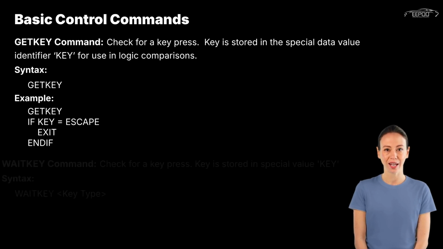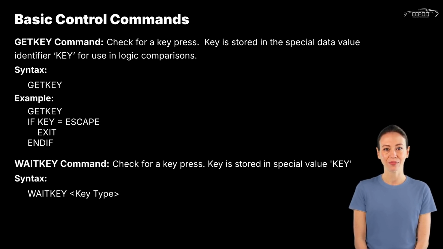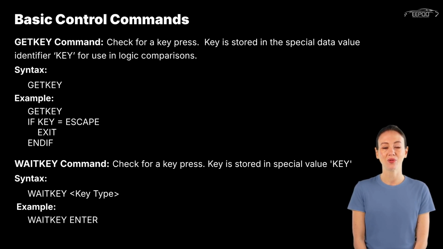Now, wait key. Wait key is different. Wait key will actually pause the script and sit there waiting until a key is pressed. The script won't move forward until the user presses a key. You can make it wait for specific keys like wait key enter, wait key escape, wait key any. Check out the examples, wait key enter. Here, the script will completely stop until the user presses the enter key. Nothing else will be accepted. If the user presses some other key, it won't continue.